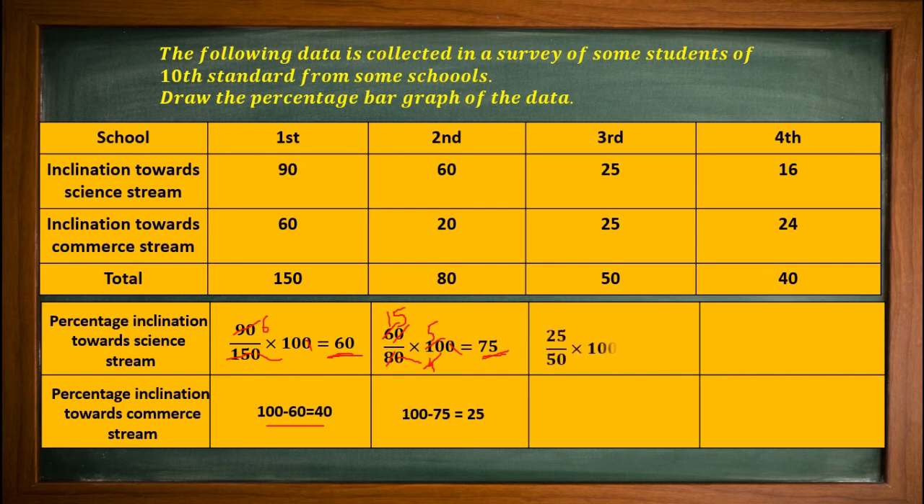Okay, and now for the third round, 25 out of 50. So 25 upon 50 into 100 means 50 ones are 25, 25 twos are 50. So 2 into 25 would be 50 here like this. So you will see here that the percentage will be 50 here. So similarly commerce will also be 50% here. Okay, 100 minus 50 will be 50 here.